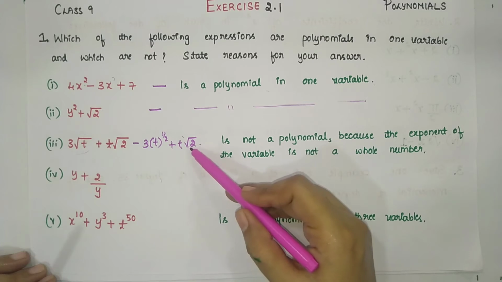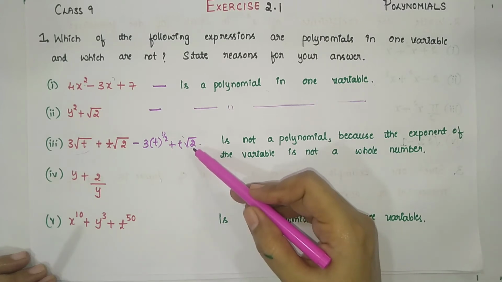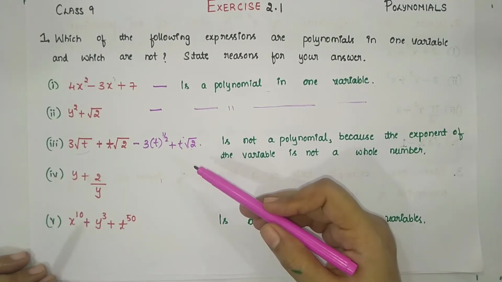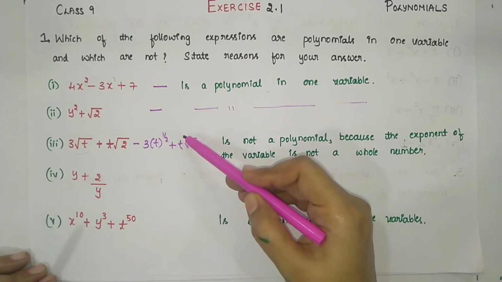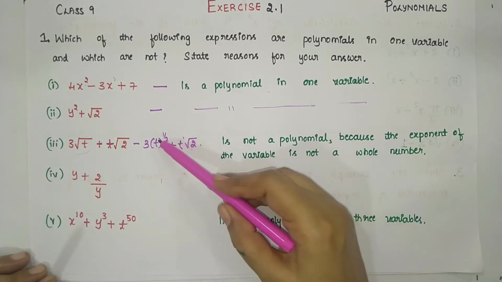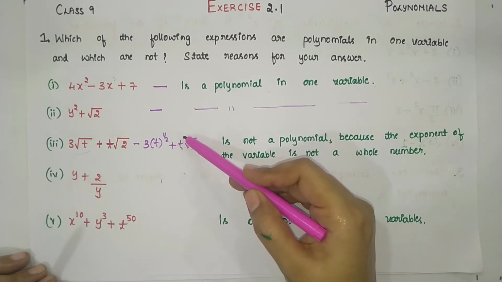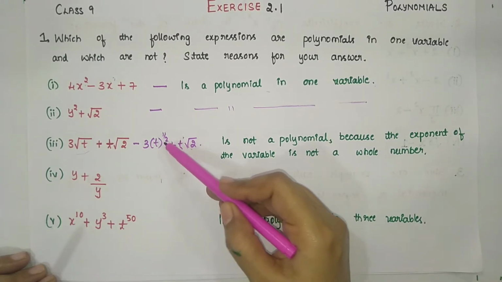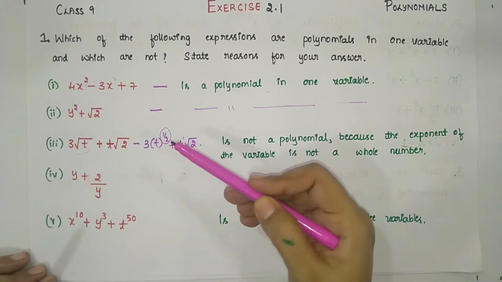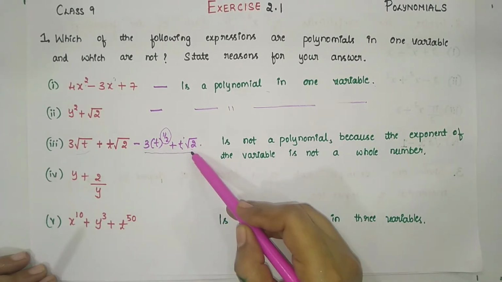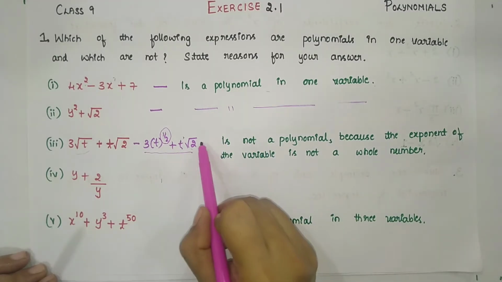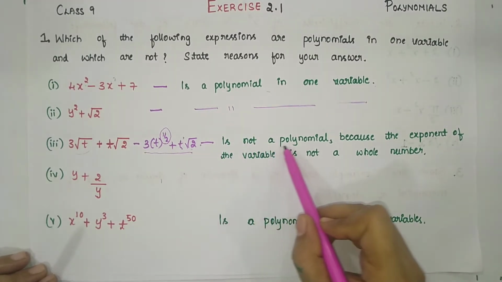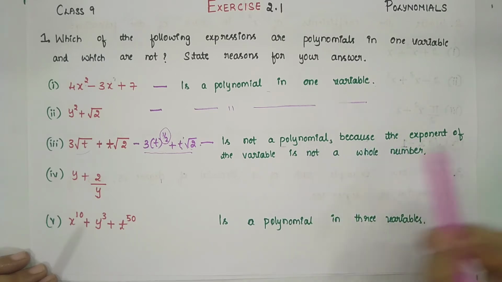So we cannot consider this expression as a polynomial, because I told you that we can consider any expression as a polynomial only if the power or the exponent of the variable is a whole number. But here we have 1 by 2 and that 1 by 2 is not a whole number. So we cannot consider this expression as a polynomial. So you should write the reason as: it is not a polynomial because the exponent of the variable is not a whole number.